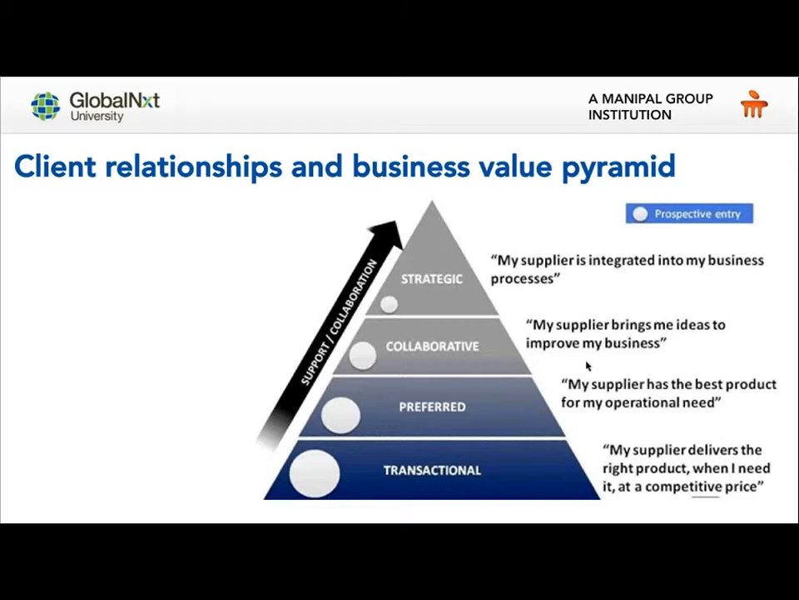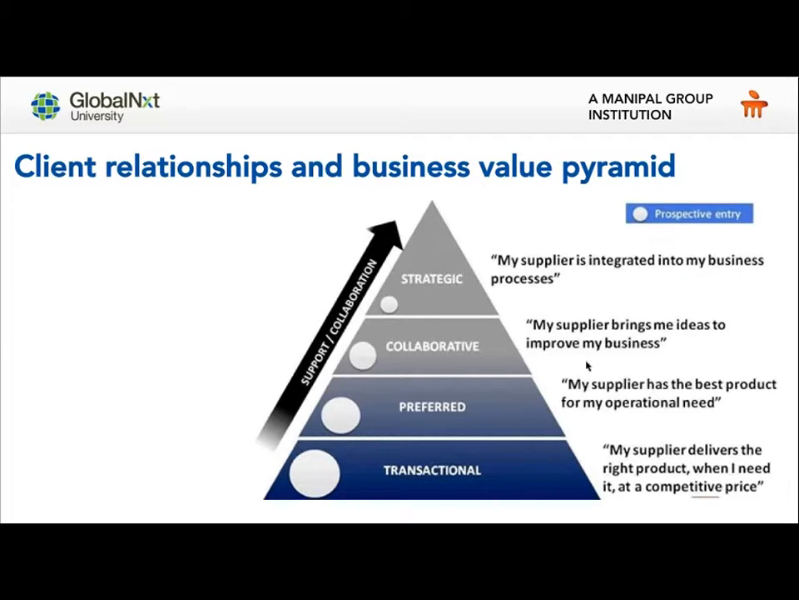Beyond that, there's a collaborative level where, as a supplier, you're actually bringing new ideas into the client's business, into the client's domain. You're suggesting new directions. You're adding value to the client. That becomes a much more collaborative relationship. And then ultimately, at the strategic level, that's where the client's business is actually integrated with your own offering. So it's almost as if it's connected together, i.e. the client can't do without you, and conversely, you probably can't do without the client. There's basically a win-win there.